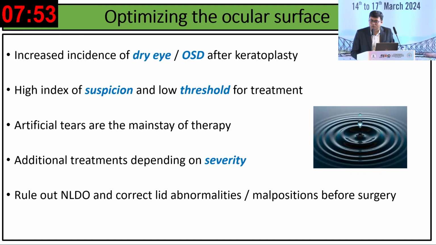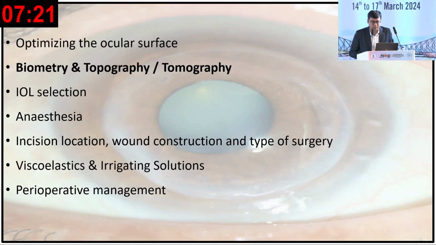So optimizing the ocular surface is important. We know that there is an increased incidence of dry eye and ocular surface disease after keratoplasty because of the disturbance in the corneal innervation. So you should have a high index of suspicion that the dry eye is already there and have a low threshold to treat it. Artificial tears are more than enough in most of the cases, but if it is more severe dry eye or MGD, then you can add additional treatments till the surface becomes stable. Also rule out NLDO and correct any lid abnormalities or malpositions before you perform the cataract surgery.